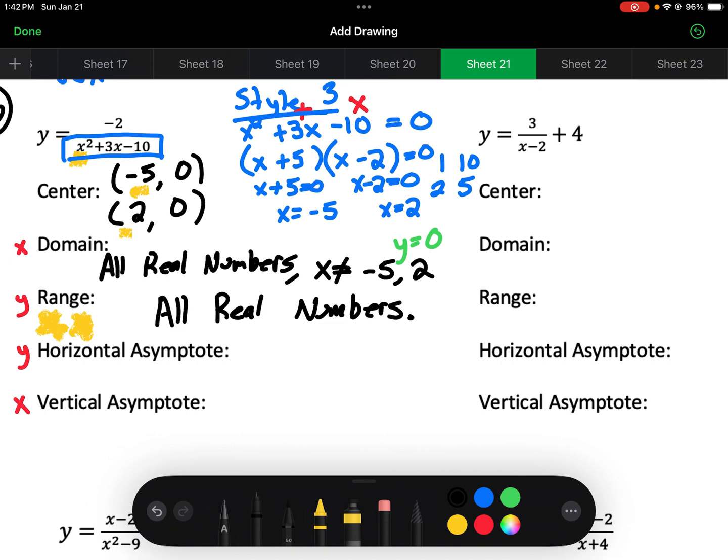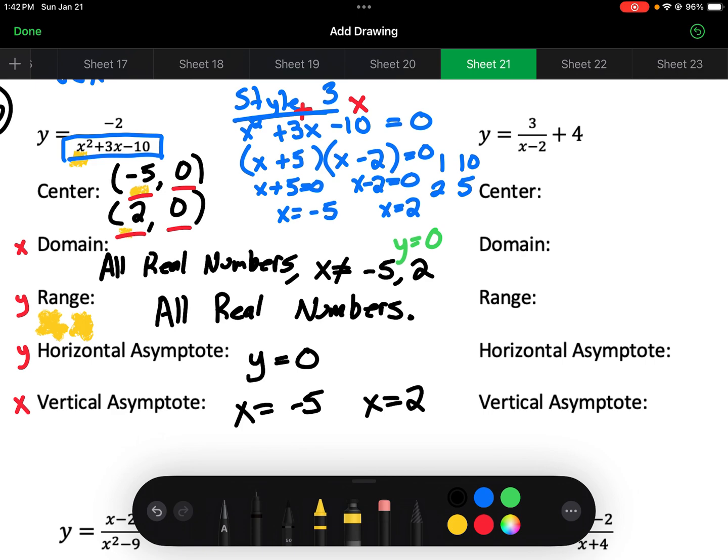Horizontal and vertical asymptotes are business as usual. Horizontal asymptote is y equals 0. Again, it comes from the center. My vertical asymptotes are going to be x equals negative 5 and x equals 2. If you're wondering where that's coming from, it's still coming from the center.